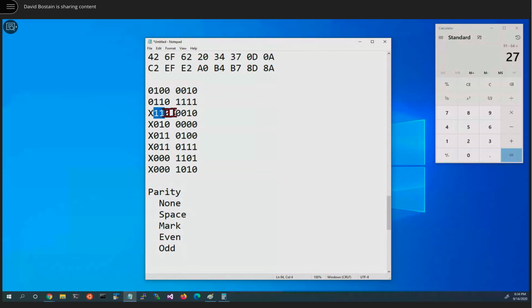In this case, I have 1, 2, 3 bits on. In order to make it even, that needs to be a 1. I have one bit on here, that's odd. Make it even. One, two, three, make it even. Five, make it even. Three, make it even. I have two bits, that's already even, so I make that a 0.